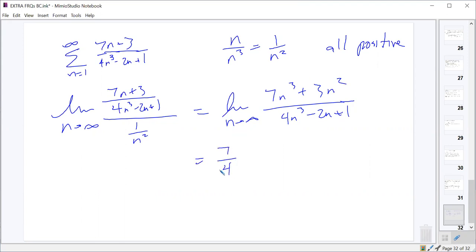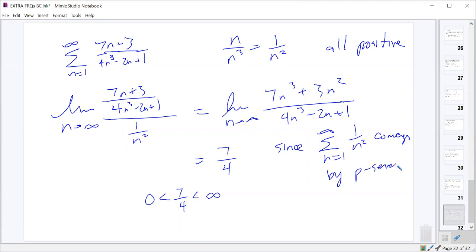And since 7/4 is a value that is less than infinity and greater than 0, either these series both converge or they both diverge. And since we know that the sum from n equals 1 to infinity of 1 over n squared converges by the p-series test, then the sum from n equals 1 to infinity of 7n plus 3 over 4n cubed minus 2n plus 1 also converges. Does that make sense, Adrian, and everybody else?